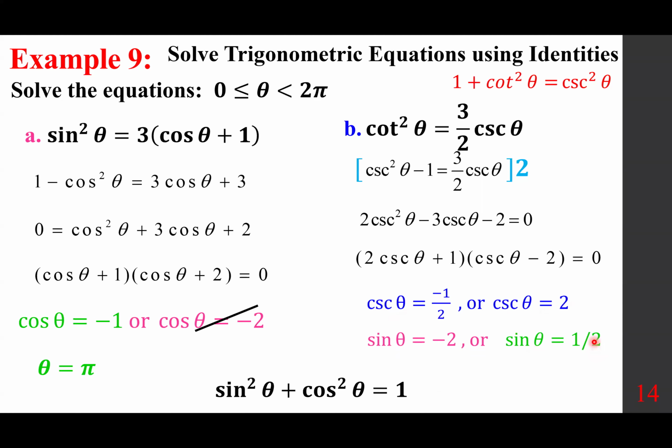Sine theta equals 1/2. We've done it a number of times. The answers are in the first and second quadrant, pi over 6 and 5 pi over 6. Sine can't be negative 2, the same reason that we mentioned for cosine. Both of them are between negative 1 and 1, and they can't be equal to negative 2 or any number beyond negative 1 and positive 1.